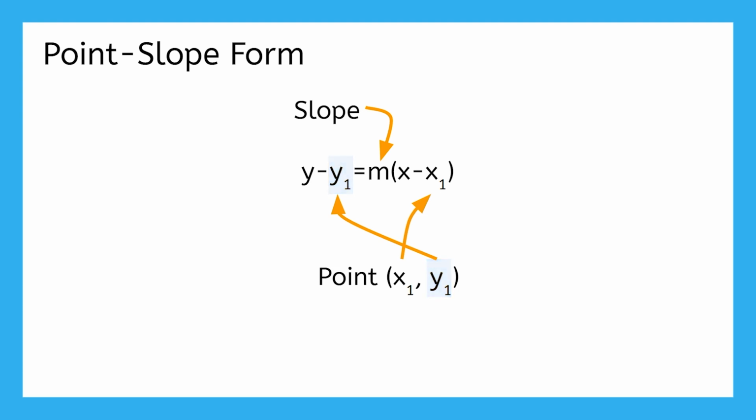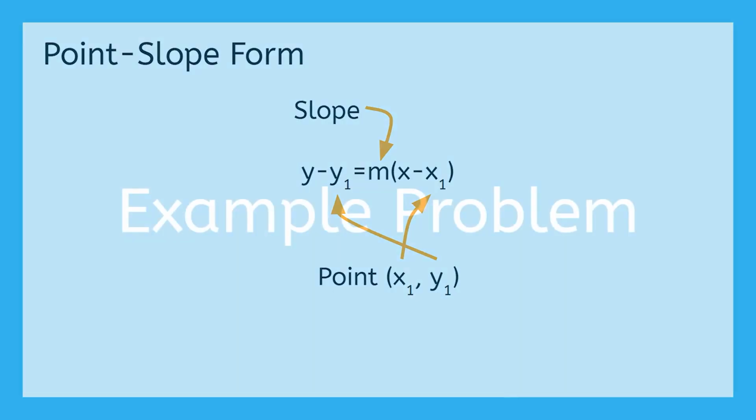While x1 and y1 come from an individual point, x and y are kept as variables to represent all of the other possible combinations that make up the line. Honestly, the trickiest part here is making sure you don't substitute x1 and y1 into the wrong places. Let's try one problem using this just to make sure we're understanding everything.